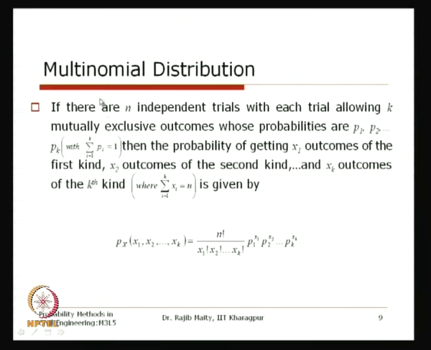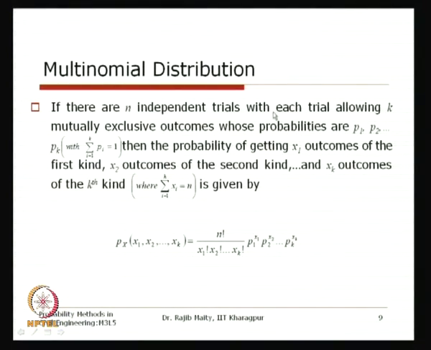Next we will discuss the multinomial distribution. It is similar to the binomial distribution in the sense that in the binomial distribution, as we told, there are only two possible outcomes. Now if there are more than two possible outcomes, then the resulting random variable becomes a vector, and the distribution of that vector we call a multinomial distribution.